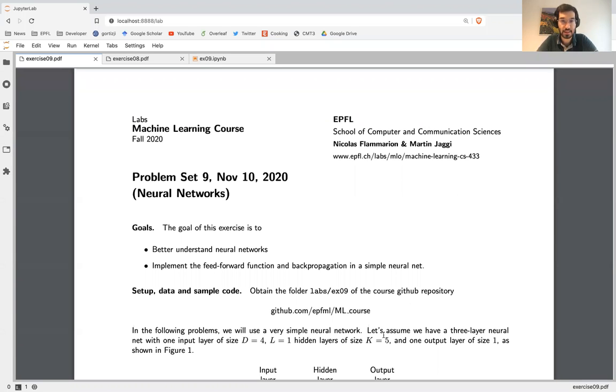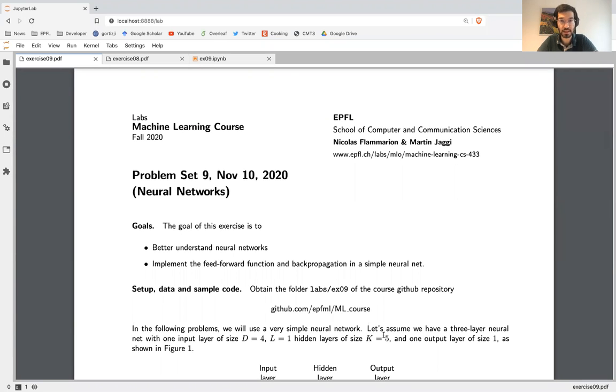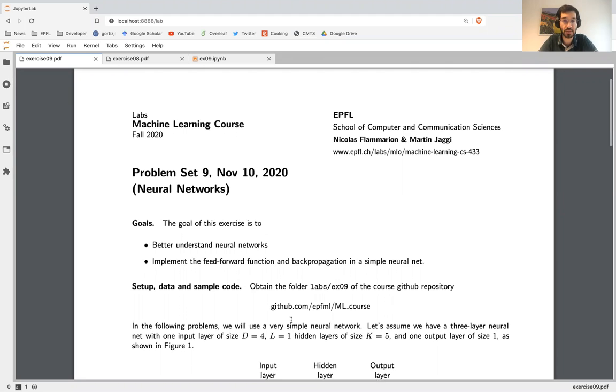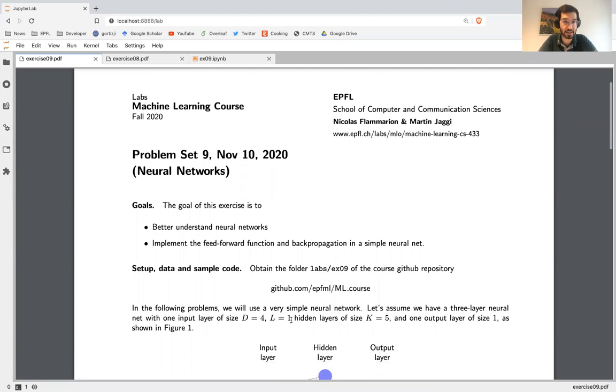In today's exercise, what we're going to be learning is a bit more about neural networks. In particular, we're going to be delving a bit more into how backpropagation works and some inner workings of the weight space of the neural networks.